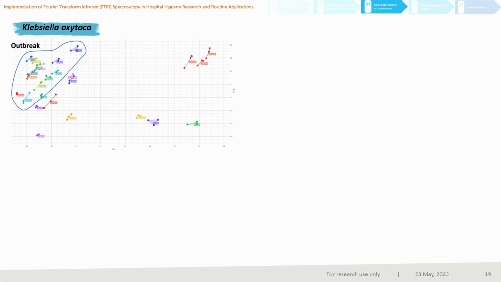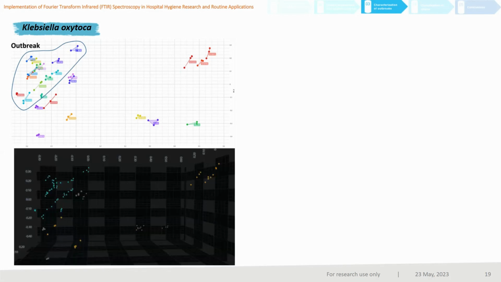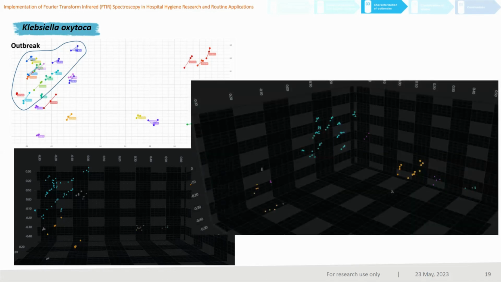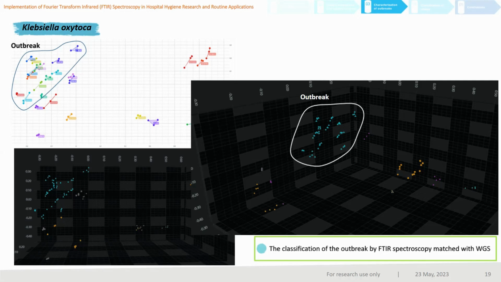For example, the visualization of data in 3 dimensions. This is the image with the same orientation as the 2 dimensions plot. And here you can see close isolates that could be confusing, but when we move the perspective, we can now clearly see a group separated from other isolates, and that blue cluster was the outbreak. So in conclusion, in this study, the classification of the outbreak by FTIR spectroscopy matched with the results obtained by sequencing methods.